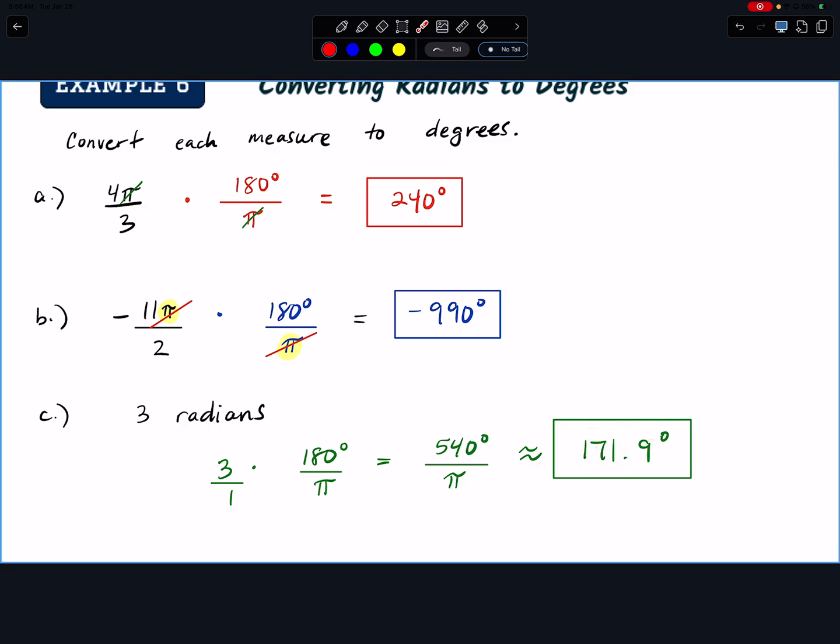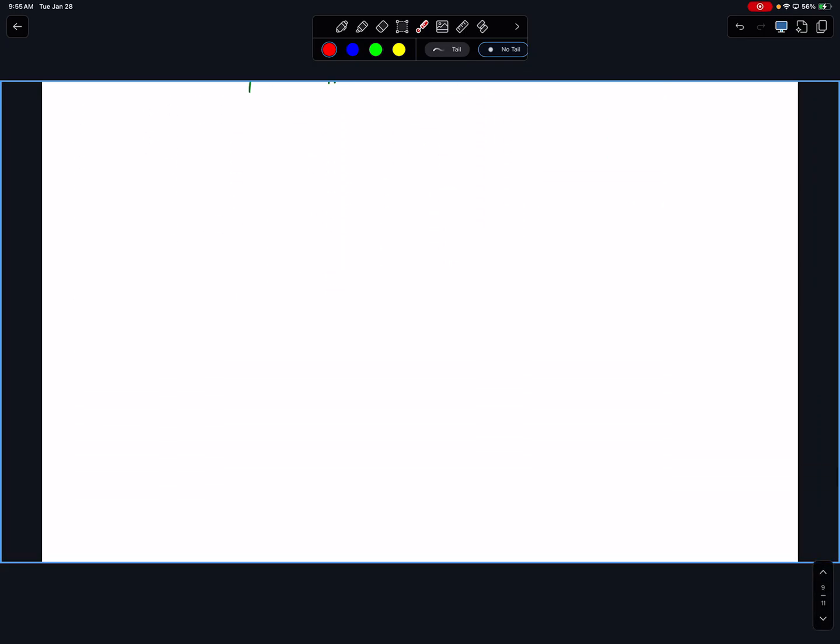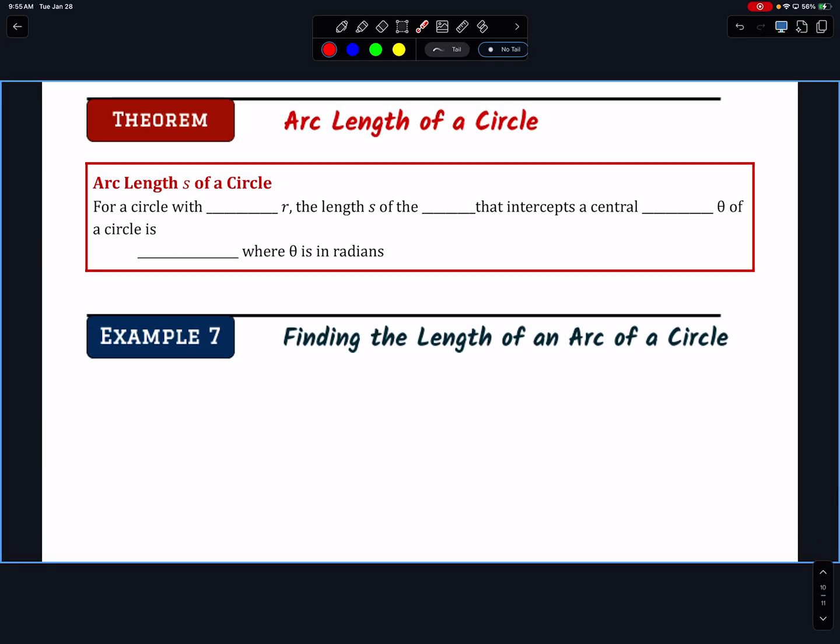All right, last thing. Arc length. Well, almost last thing. We have arc length and then area of a sector.